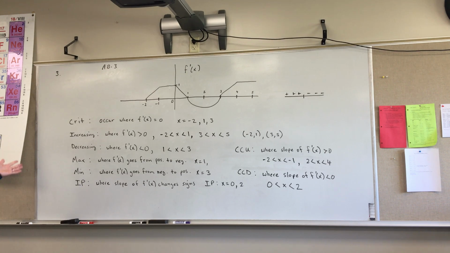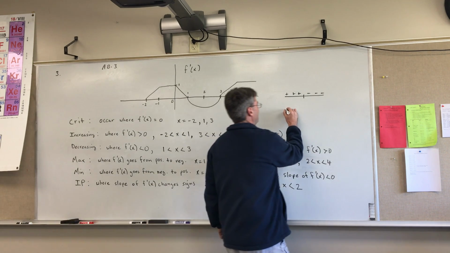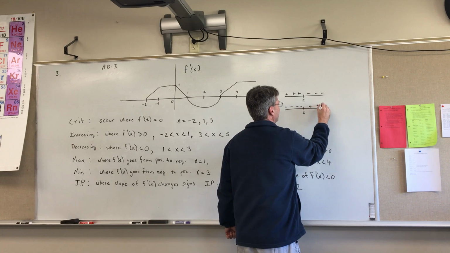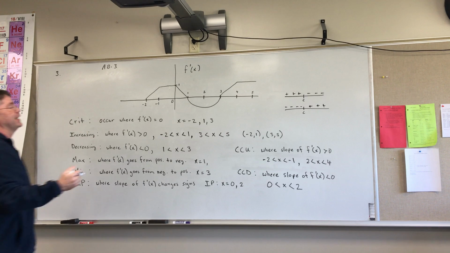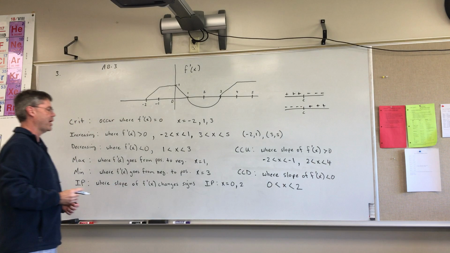The min occurs where f prime of x goes from negative to positive. Okay, so remember we had a min. If we have a critical point c, negative to positive, we had a min. Well, you can read the graph and see that that occurs at 3. We're going from negative, below the x-axis, to positive.